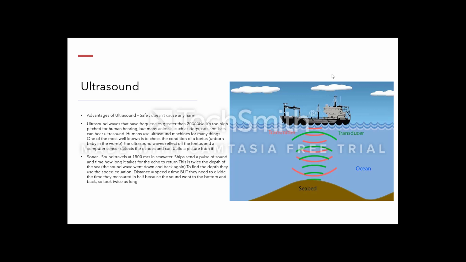Sonar. Sound travels at 1,500 meters per second in seawater. Ships send a pulse of sound and time how long it takes for the echo to return. To find the depth, they use a speed equation. Distance equals speed times time, but they need to divide the time they measured in half because sound went to the bottom and back, so it took twice as long. So here on the right, we can see an image of a boat and how they calculate how far the seabed is. So the pink are the transmitter and the transducer, the waves that come back to the wave.